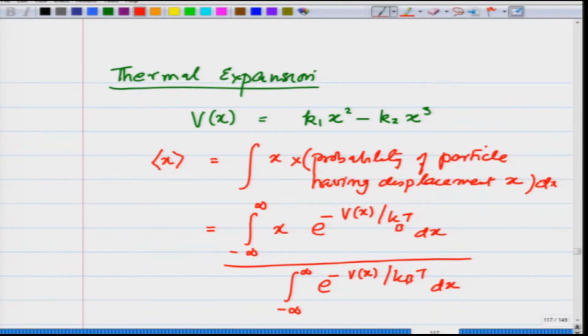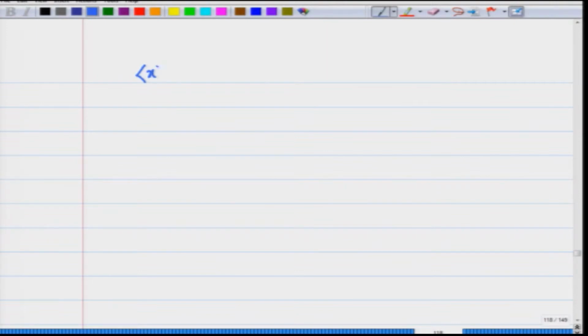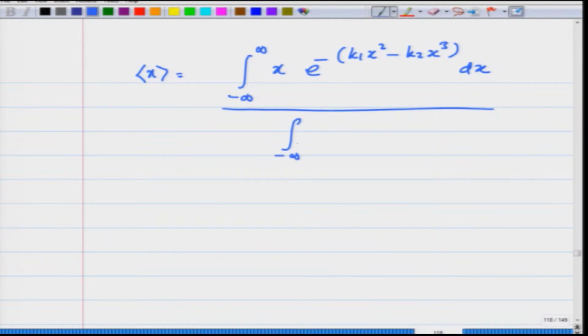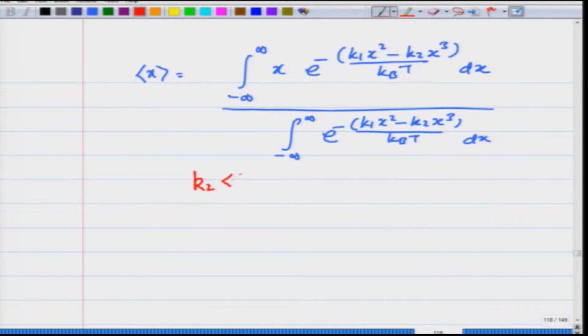Let us now put in the expression for V(x), and then we get average x equals the integral from minus infinity to infinity of x e raised to minus (k1 x square minus k2 x cubed) divided by kB T dx, divided by the integral from minus infinity to infinity of e raised to minus (k1 x square minus k2 x cubed) divided by kB T dx. And I want to just retain terms up to first order in k2. Now, k2, the anharmonic effect, we are taking to be much smaller than k1, and that is pretty okay, because experimentally what we find is that the first term itself explains a lot of things, as we have been doing in the past few lectures.